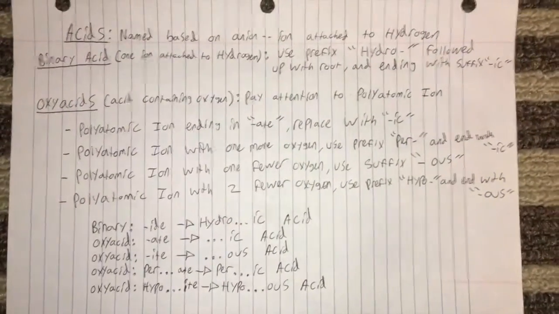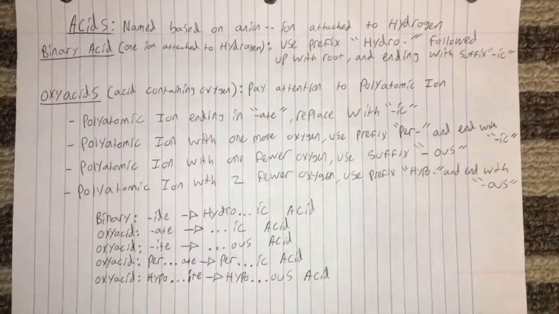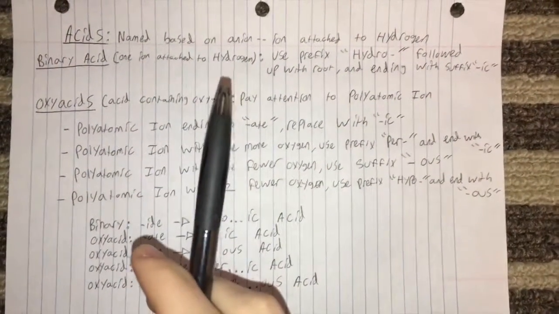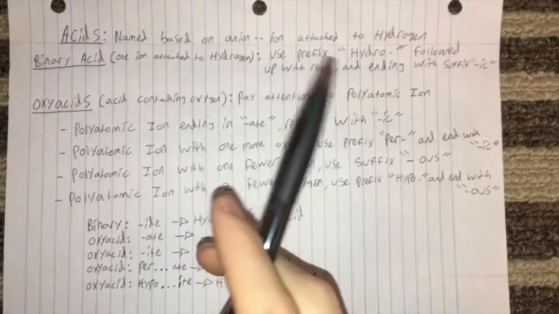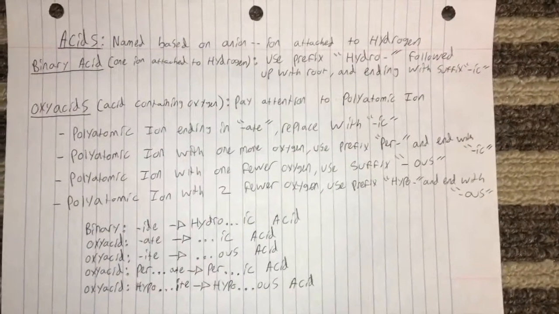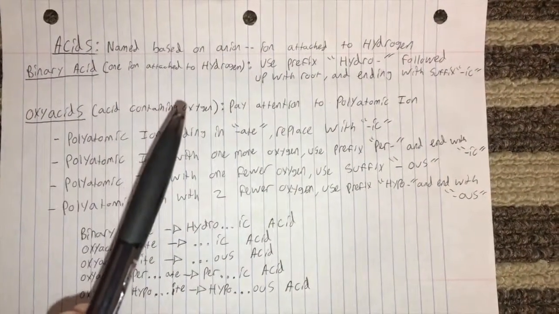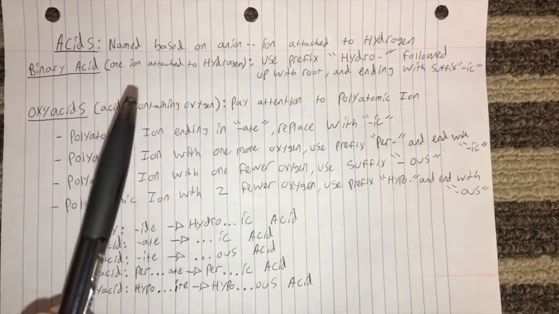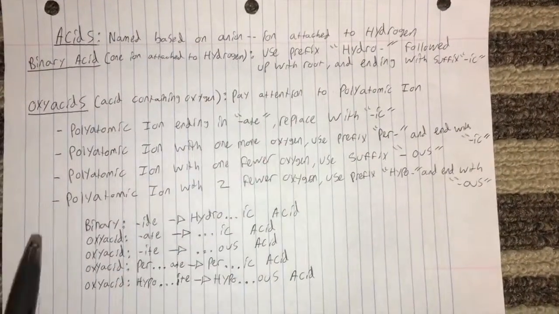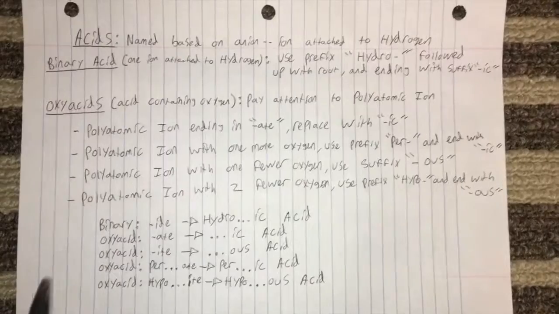The last piece of nomenclature we're going to discuss involves acids. Acids get their name based on the anion, which is the ion attached to the hydrogen. For binary acids, which are hydrogen attached with one ion, we use the prefix hydro, followed up with the root, and ending with the suffix -ic.